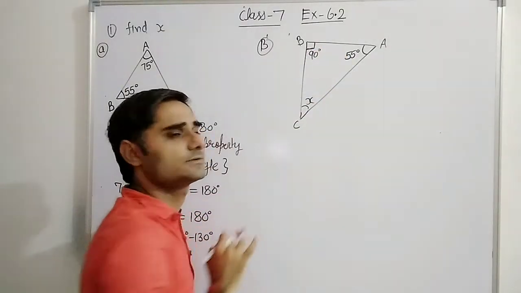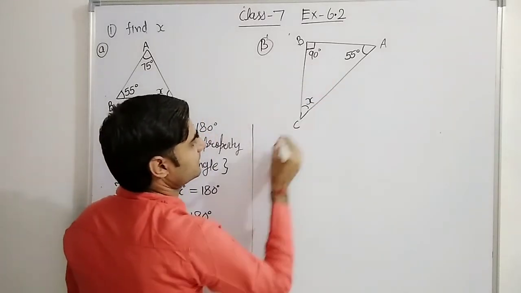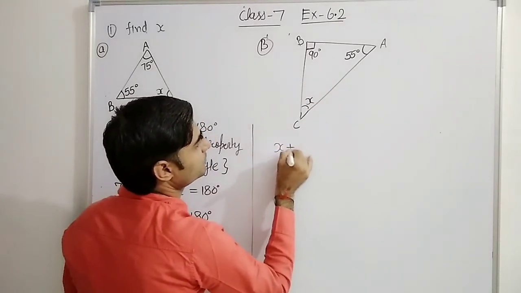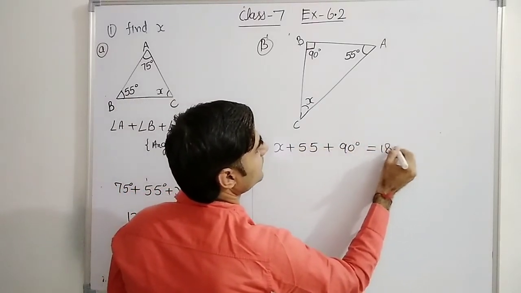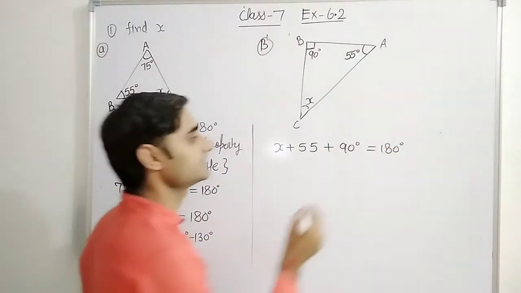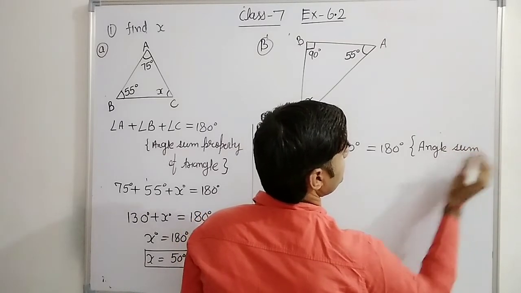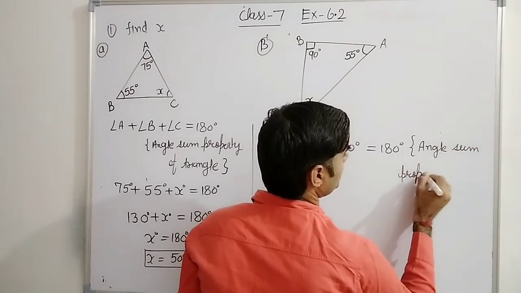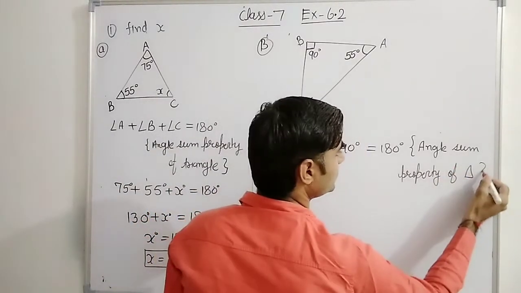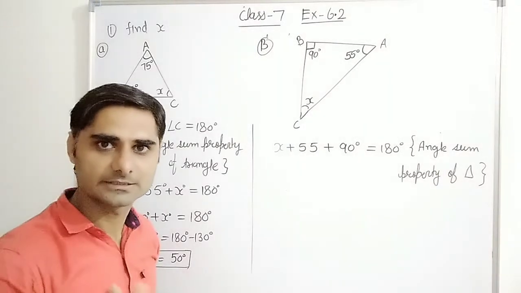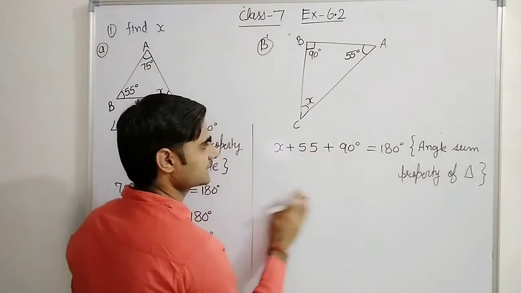Same, sum of interior angles is equal to 180 degree. So here, next part I am doing. Their sum will be equal to, can we write it like this? x plus 55 plus 90 degree will be equal to 180 degree. Why? The reason you will have to write here is angle sum property of triangle. This is the reason. Now the sum of them, x plus 55 plus 90.